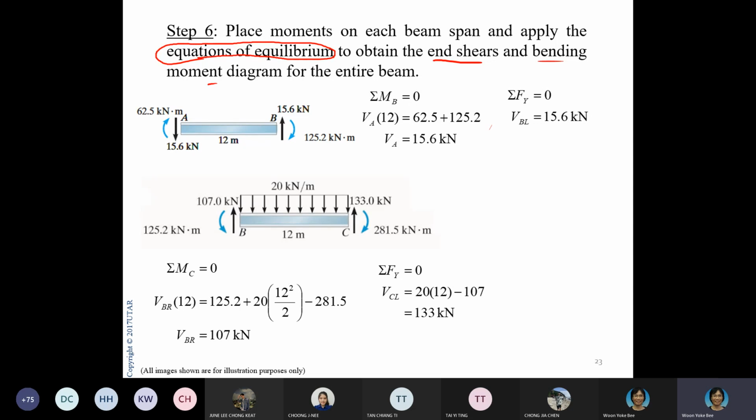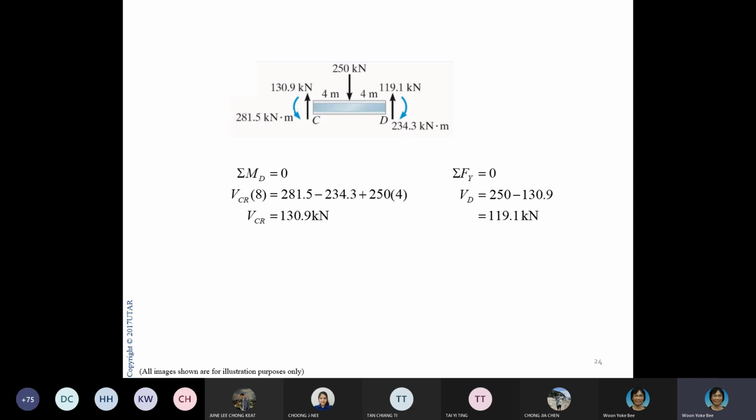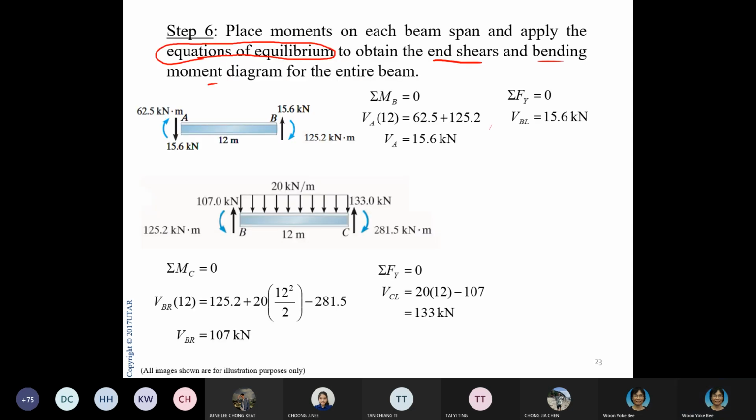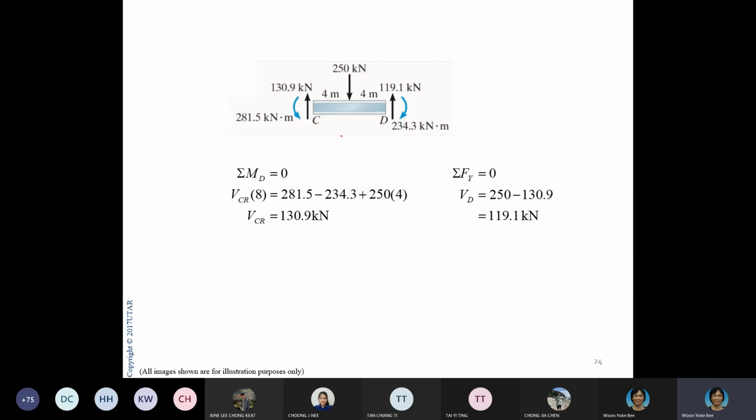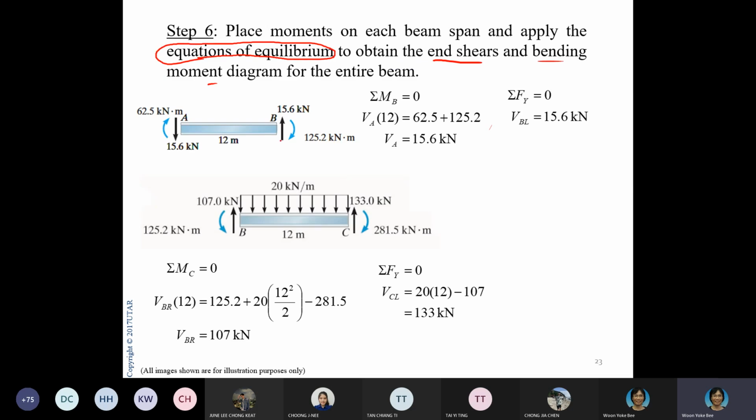Okay, and then this is the other member. This is member AB, this is member BC, and this is member CD. I've split it one by one to show you. The reason why I show you all in detail is for you to go back and try to get all these values.